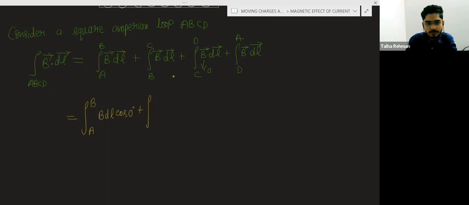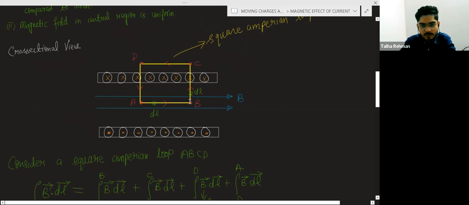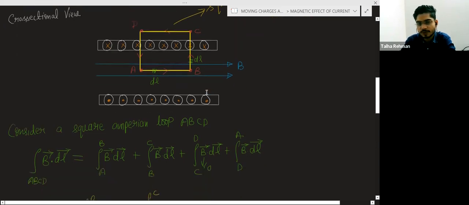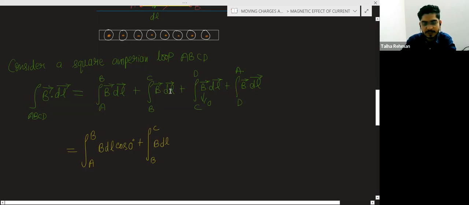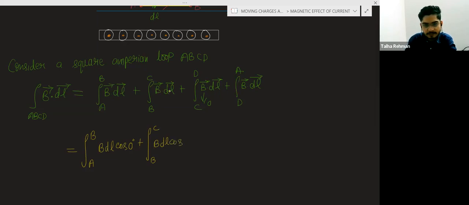Now from B to C. The direction of magnetic field is this, and the direction of DL is this, because you will take the direction of DL along the loop. So this DL and this magnetic field will be perpendicular, meaning theta here will be 90 degree. So you will use cos 90 here. B into DL cos 90.